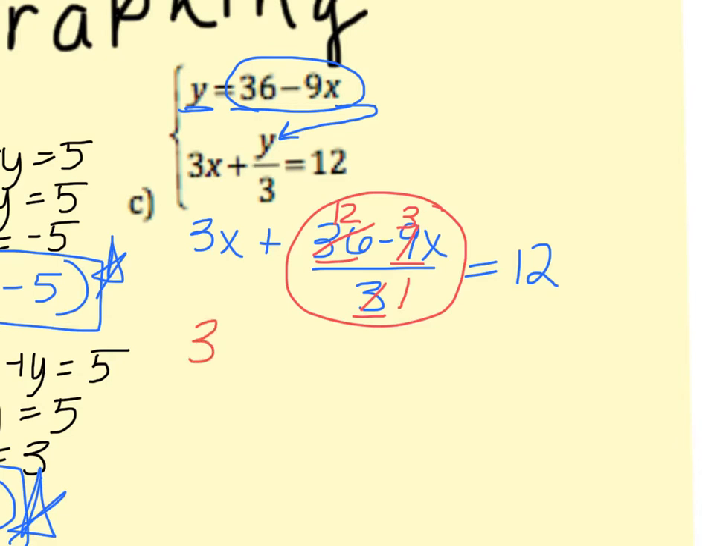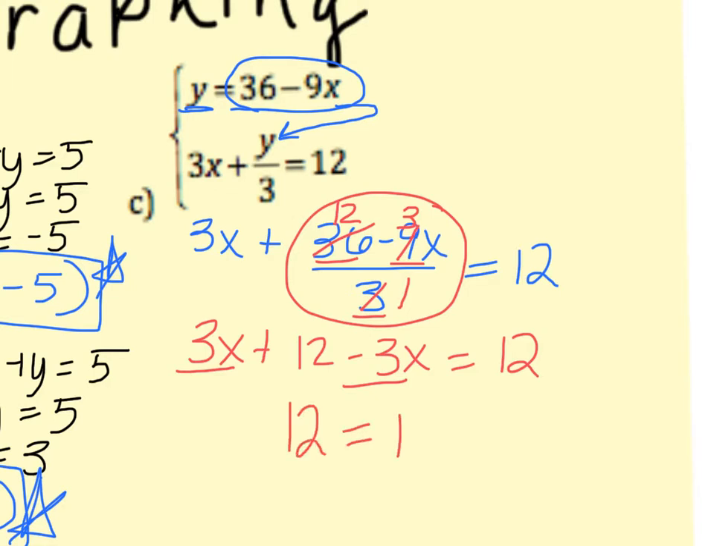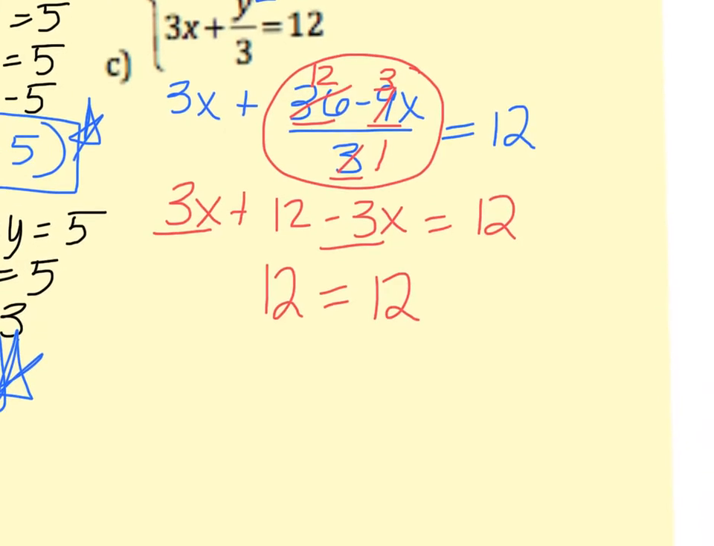So I'll have 3x plus 12 minus 3x equals 12. Well, if I combine my like terms, 3x minus 3x, that's 0x. So I'll have 12 equals 12. Well, I lost my variables. I don't know where they went, but I have 12 equals 12. Now that's a true statement.